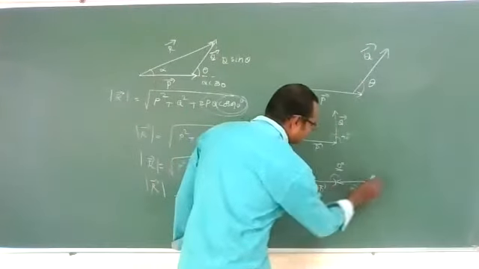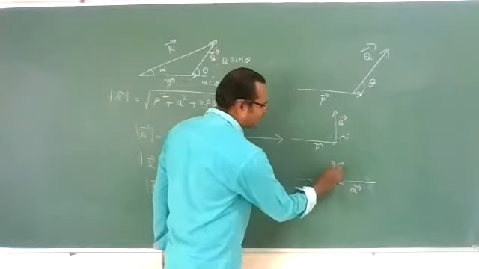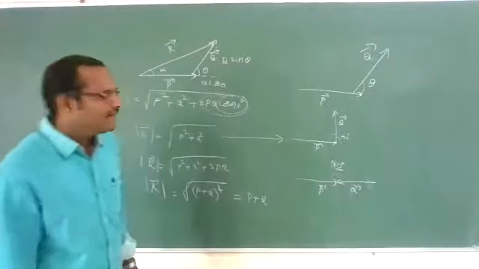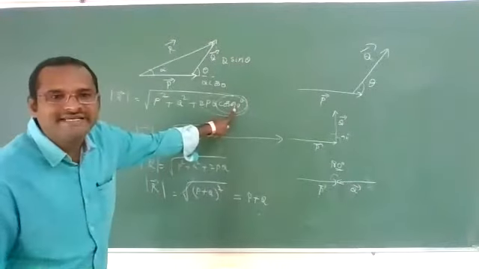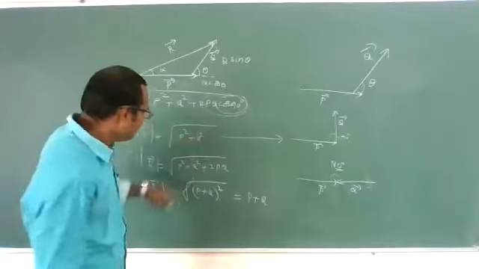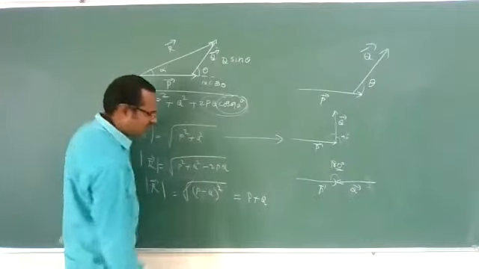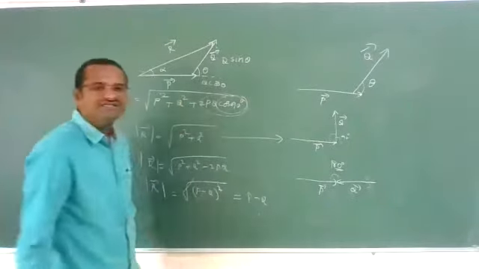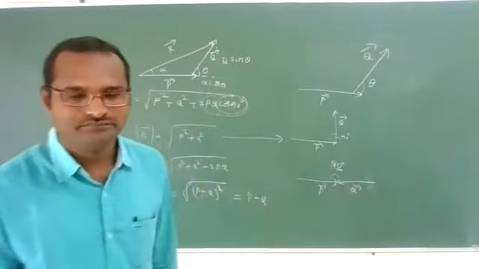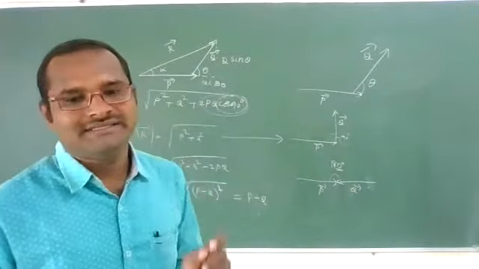If they are opposite, then the opposite way. One vector is like this, another vector is like this. Now the angle is 180 degrees. Cos 180 is minus 1. Minus 1 into 2pq is minus 2pq. That means here you get minus 2pq, so simply we have to subtract them. That is the addition of two vectors.